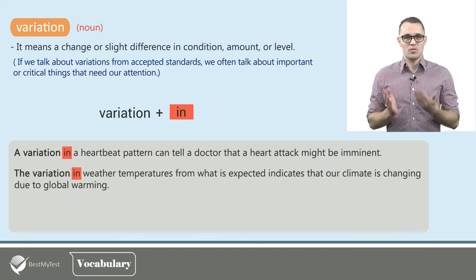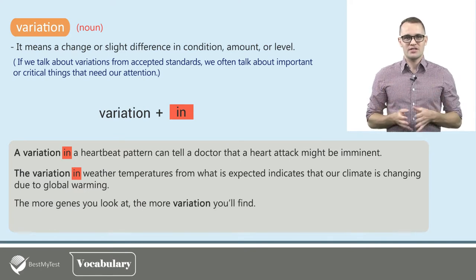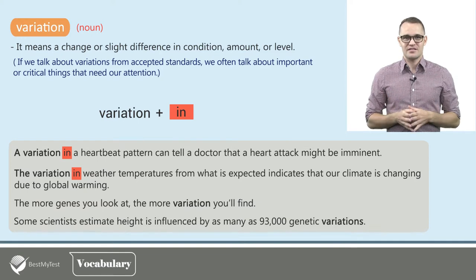The variation in weather temperatures from what is expected indicates that our climate is changing due to global warming. The more genes you look at, the more variations you'll find. Some scientists estimate height is influenced by as many as 93,000 genetic variations.